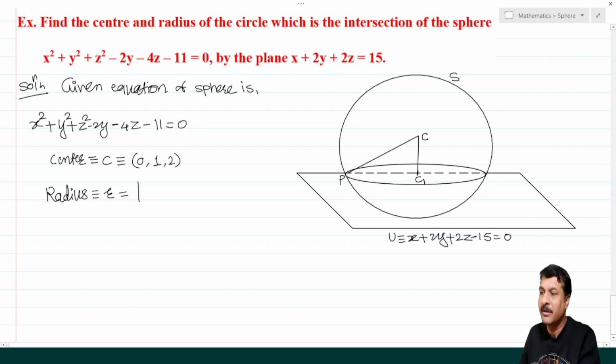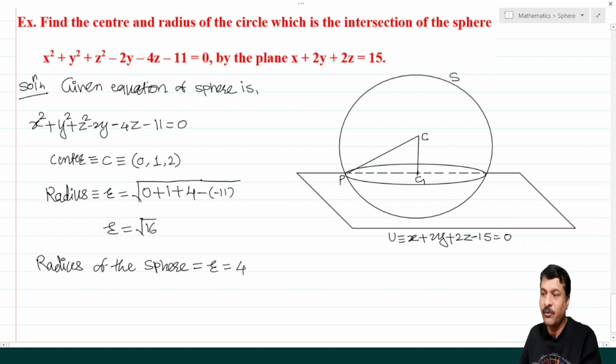And the radius is under root of u square, so you take the square of this. So square of 0 plus square of 1 plus square of 2 minus the constant term. What is the constant term here? Minus 11. So minus of minus 11. So I am getting radius r equal to under root of 16, so r equal to 4. So the radius of this sphere is r equal to 4. So CP is 4 now. The center is 0, 1, 2.